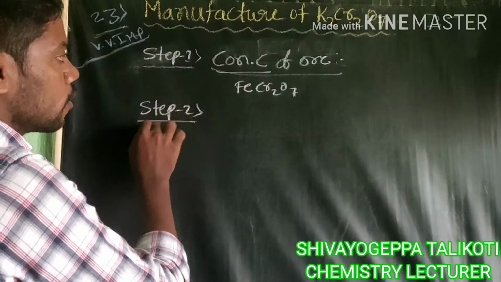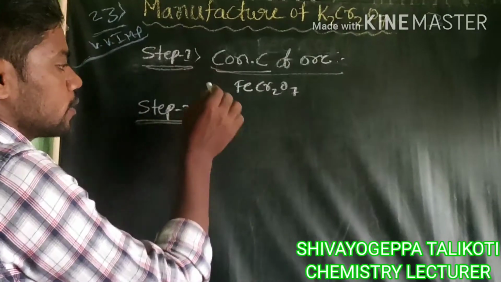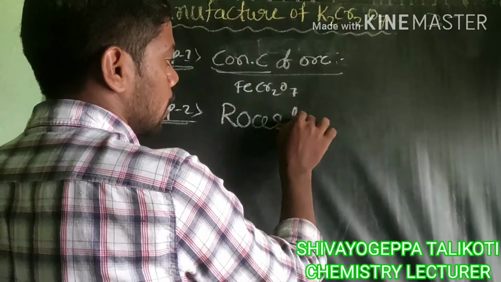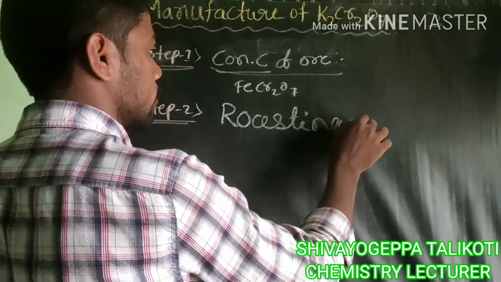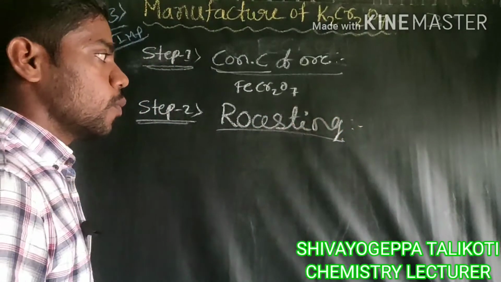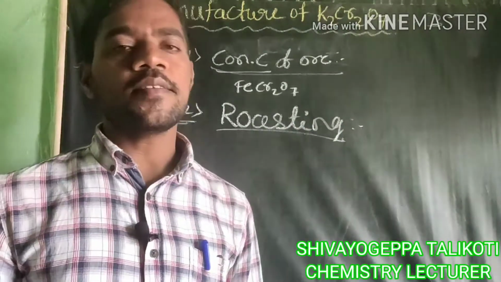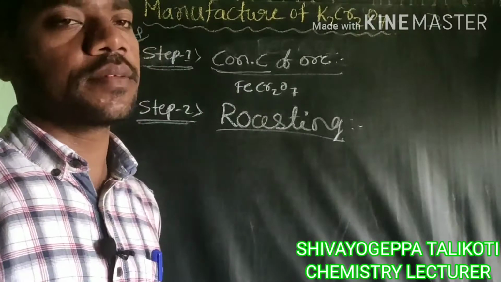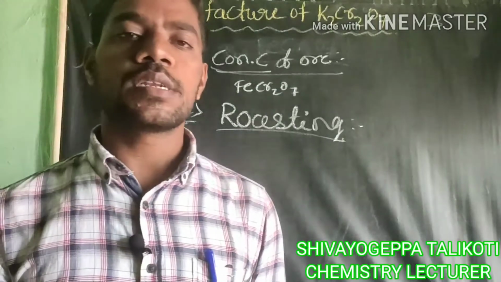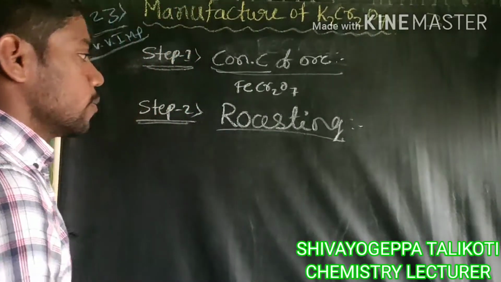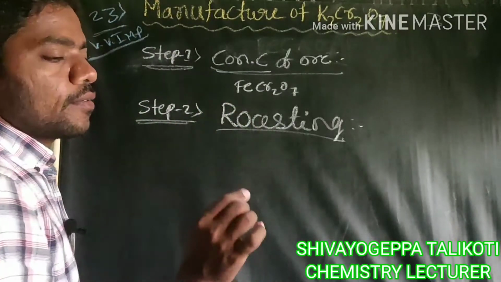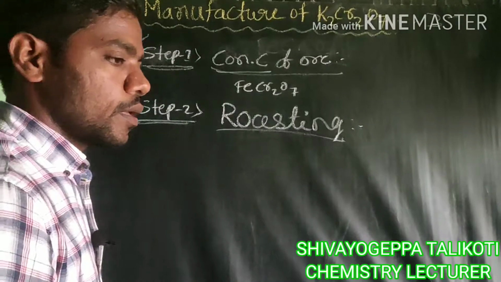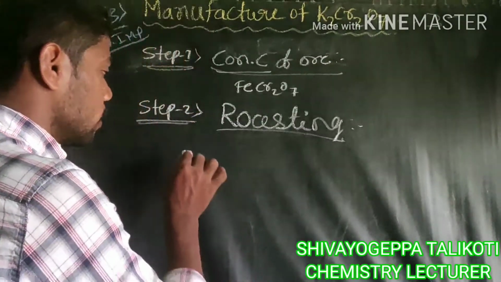Step 2. What is this step 2? That step 2 is roasting, the roasting of the ore. What is meant by roasting? That is very important. I think you learned in metallurgy what roasting of an ore means. First I will write the reaction, then I will tell you what it means. This is very important, dear students.